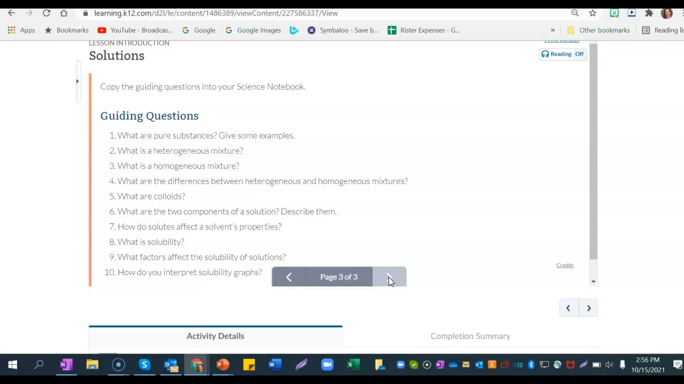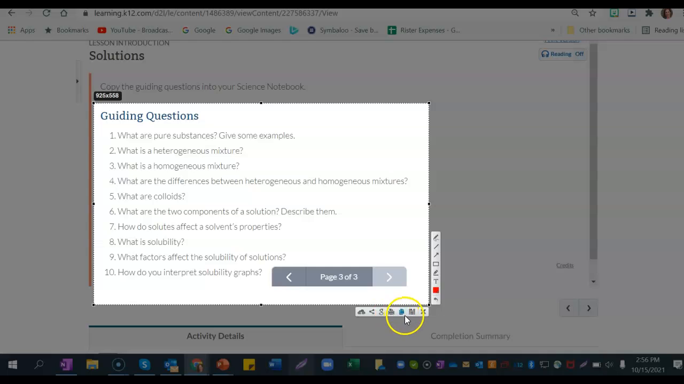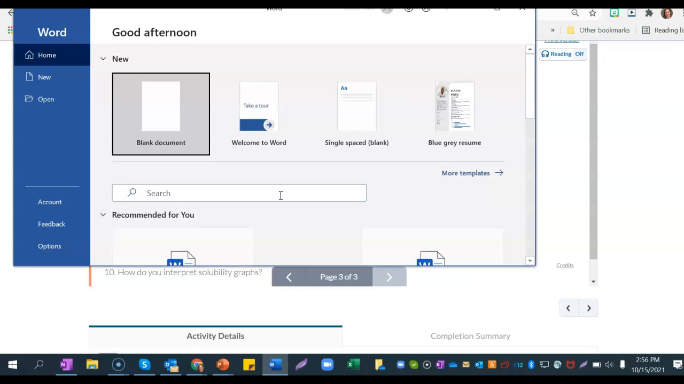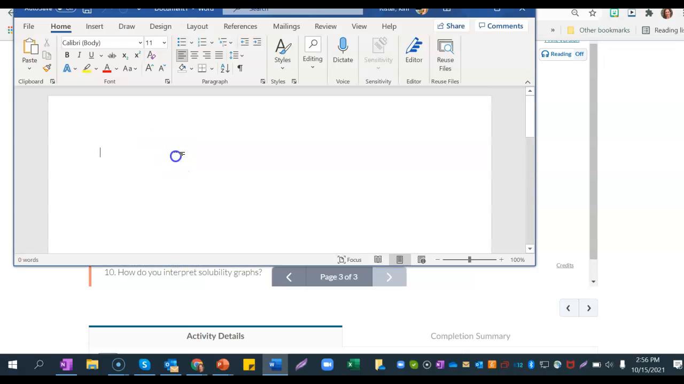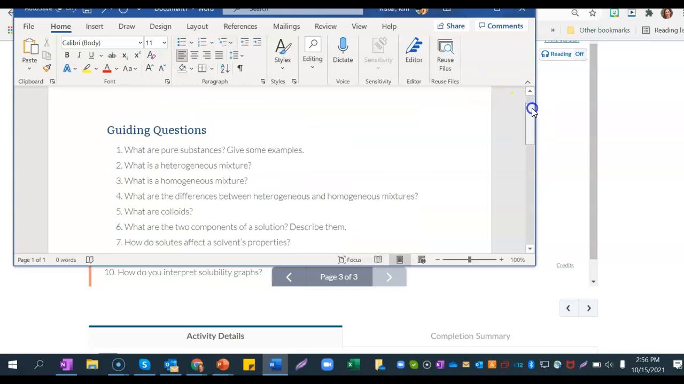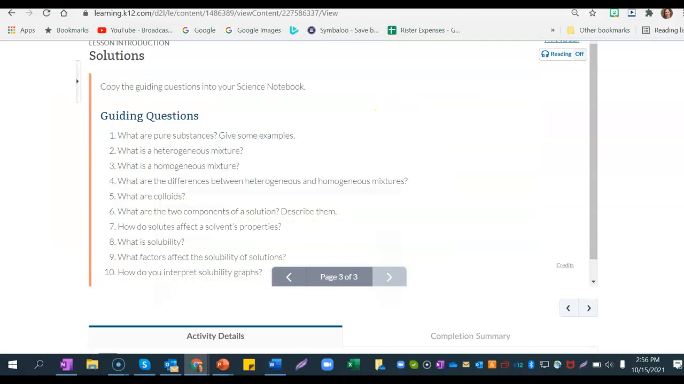Okay, as we get to the next page, we've got 10 guiding questions that we need to answer in this lesson. So if I take a quick screenshot of those for us to read. And I'm going to have to keep flipping back and forth to the questions in this lesson. I am not on my same computer with two screens to look back and forth. So the first thing that we're going to look at is what are pure substances and give some examples.